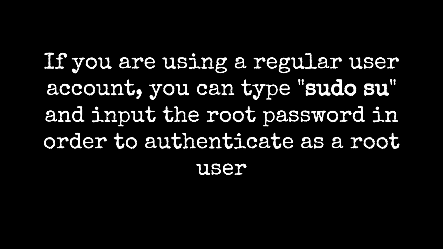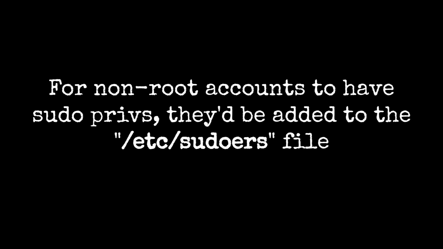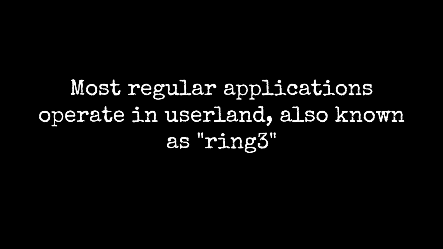To switch to a root account, we can use the sudo su command, and we will be prompted to input a password to authenticate as a root user. Or to switch to another user account, we can use the su command to authenticate as whatever user we specify in that command. We can give any user account privileges equivalent to a root user by modifying the etc sudoers file. A super user resides within kernel space, also known as ring 0, while a regular user account resides within userland, also known as ring 3.